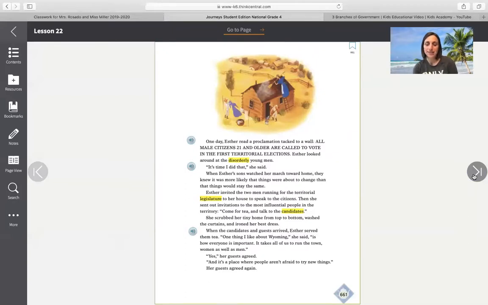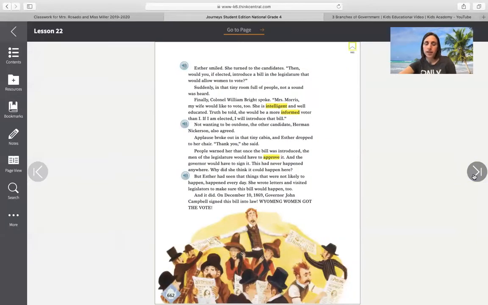When the candidates and guests arrived, Esther served them tea. "One thing I like about Wyoming," she said, "is how everyone is important. It takes all of us to run the town, women as well as men." "Yes," her guest agreed, "and it's a place where people aren't afraid to try new things." Her guest agreed again. Esther smiled. She turned to the candidates. "Then, would you, if elected, introduce a bill in the legislature that would allow women to vote?" Suddenly, in that tiny room full of people, not a sound was heard.